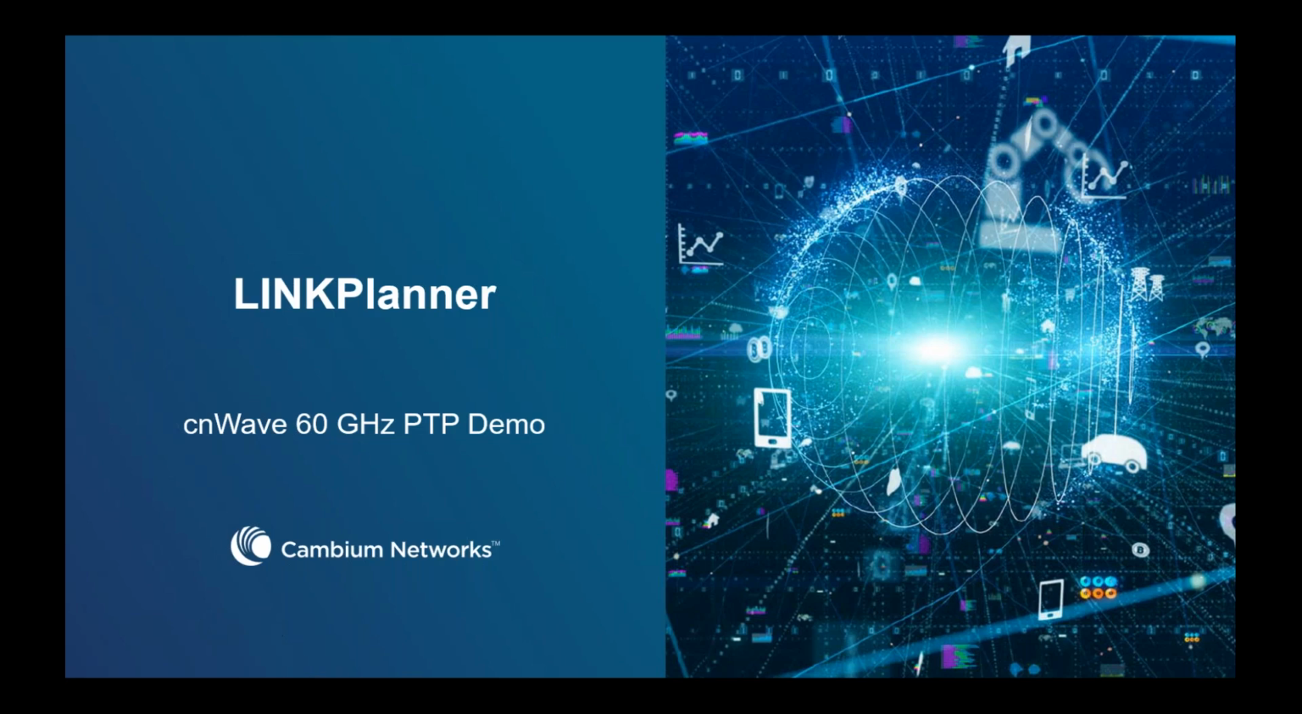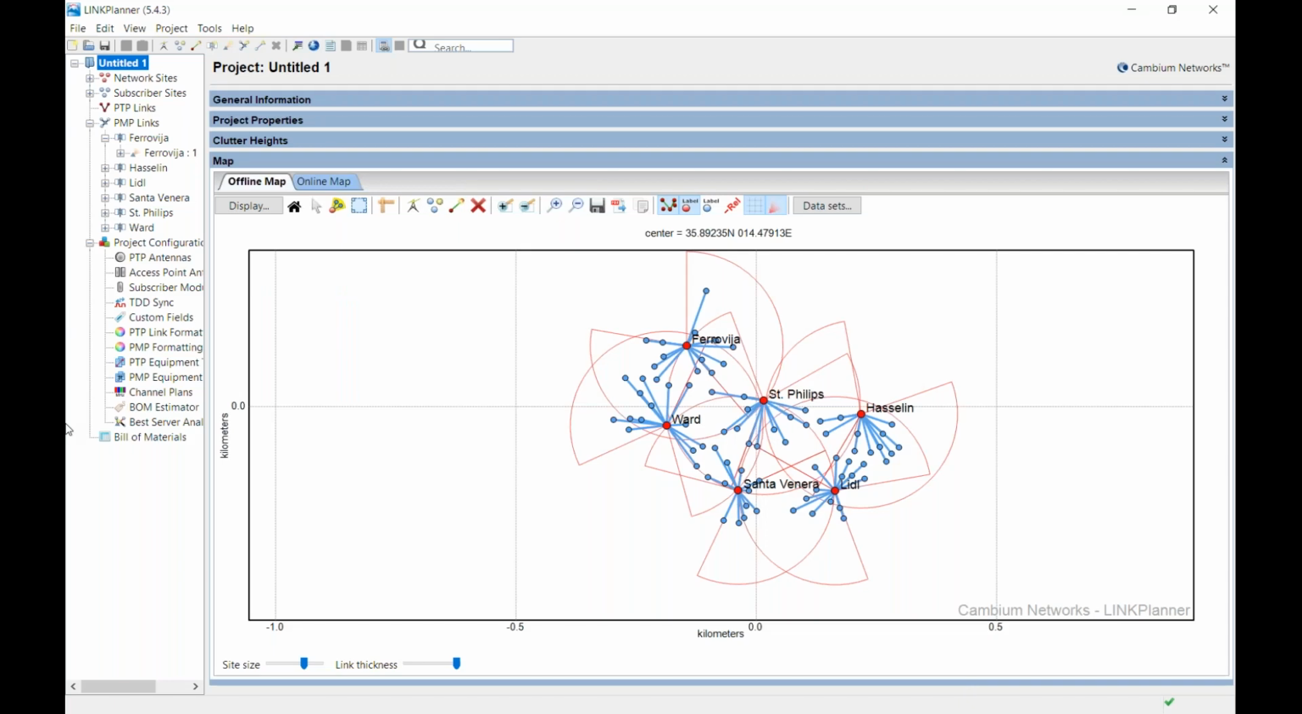In this section, we'll now look at how to plan a cnWave 60 GHz PTP link. If you want to show the mesh connectivity between DNs in LINKPlanner, then you need to add those links as PTP links. So we go back to the layer. Using this network that we've just created, we can add the DN to DN connections as PTP links.